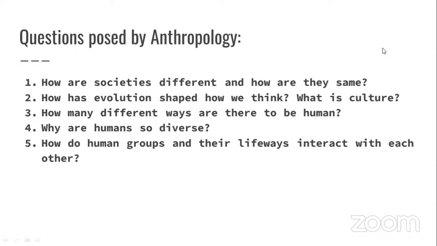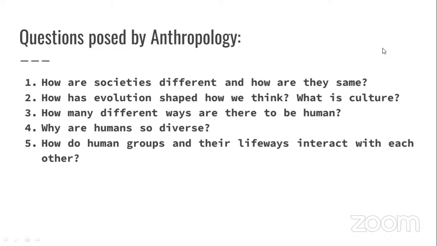What is culture? We're going to study culture in detail. It's a huge topic on its own. How many different ways are there to be human? Everyone is a human. There are more than 6 to 7 billion humans in the world right now. But we all are different. At the same time, there are many different ways to be human. And then the fourth question, why are humans so diverse? Anthropologists are concerned with that as well.